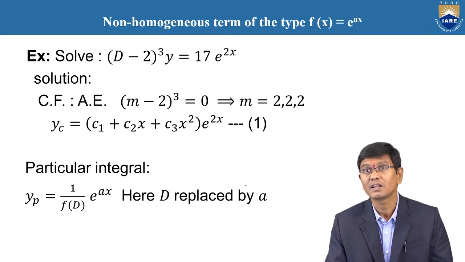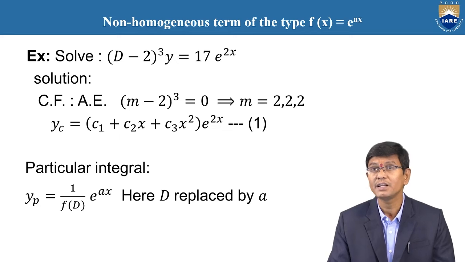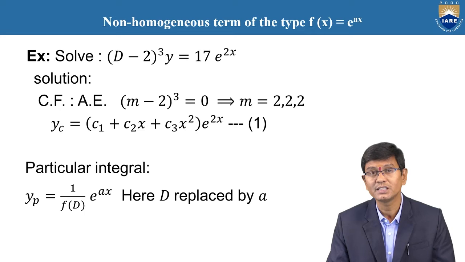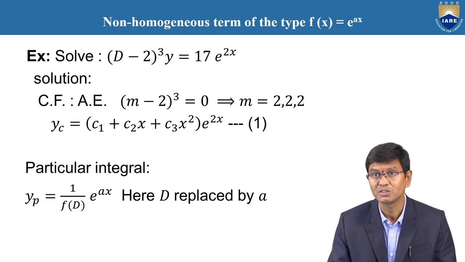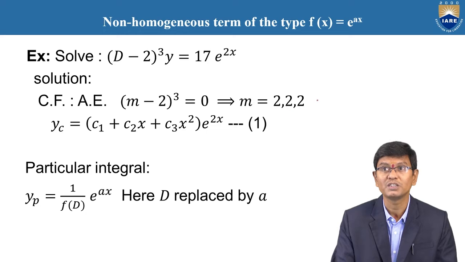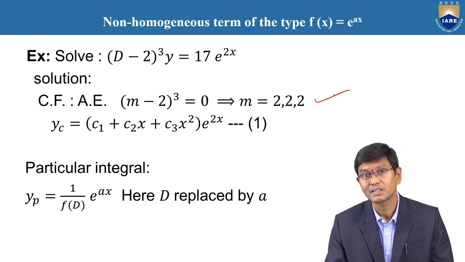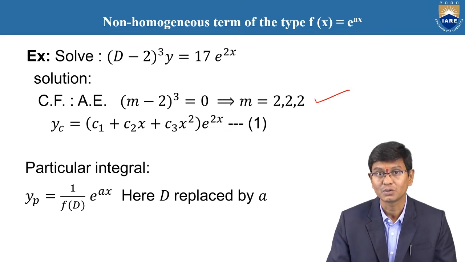Now we'll discuss one other problem. Solve D minus 2 whole cube into y is equal to 7 into e power of 2x. The complementary function comes from the auxiliary equation, replacing D with m. Therefore, m minus 2 whole cube is equal to 0. Clearly the solutions are m is equal to 2, 2, 2, repeated thrice. Therefore, with the help of the case, the solution is c1 plus c2x plus c3 x square into e power of 2x.